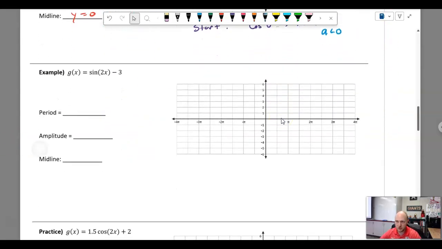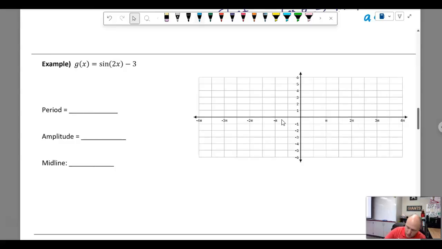Let's look at example 2 here. In example 2, my amplitude is 1. The period is going to be affected by this b value of 2, so 2 pi divided by 2. So our period is pi, and then our midline is equal to -3. So y equals -3. Okay, and so here's our midline.